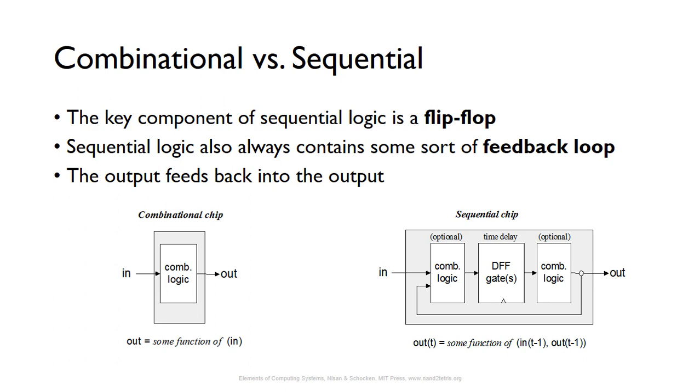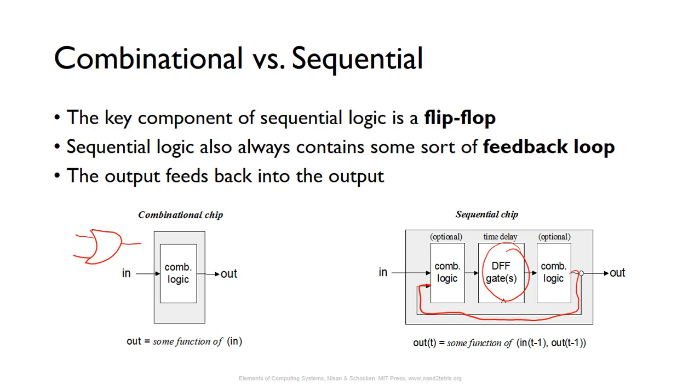So we can see on this picture here, we've got a combinational chip. This could be an AND gate or an OR gate or whatever. We've got, say, two inputs, a logic gate, and then a single output. But here with a sequential chip, you can see it includes some flip-flops. It may also have some combinational circuits either before or after the flip-flops, but there's always this form of feedback. So the output feeds back into the input as well.